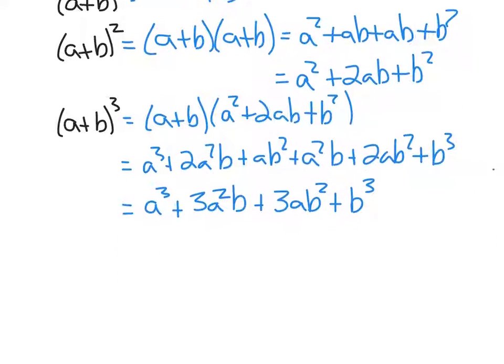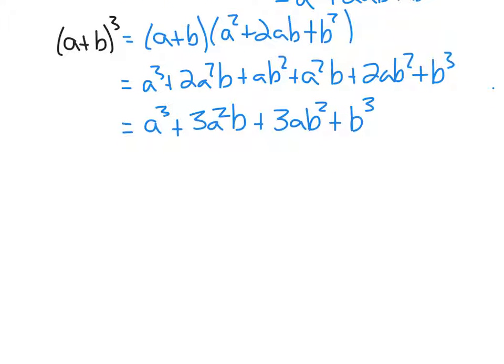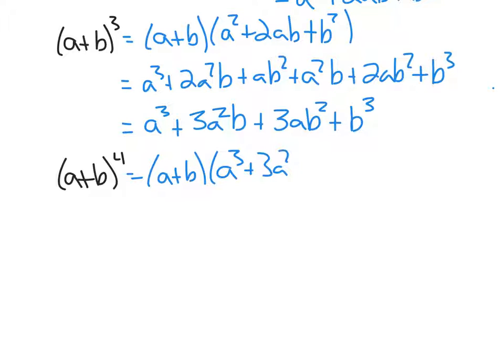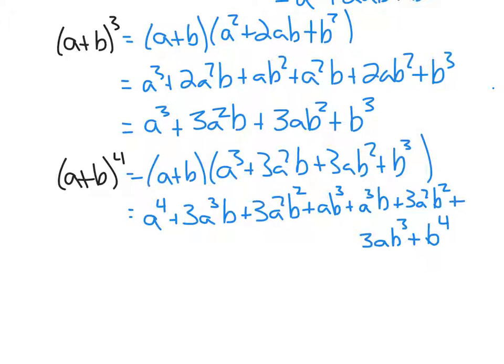So I'm going to do one more of these, and so this would be a plus b to the fourth. And again, we're going to have to distribute another a plus b to all of this. So I'm going to spare you the talking. This is what you would get if you distribute a and positive b to what we found for a plus b to the third, and this is what we're going to get when we combine like terms.